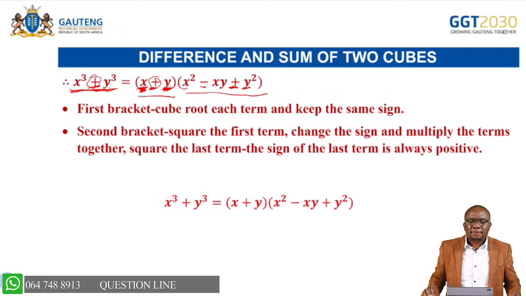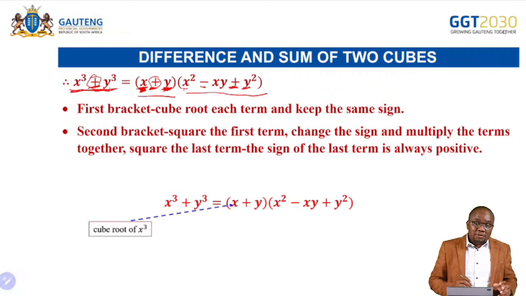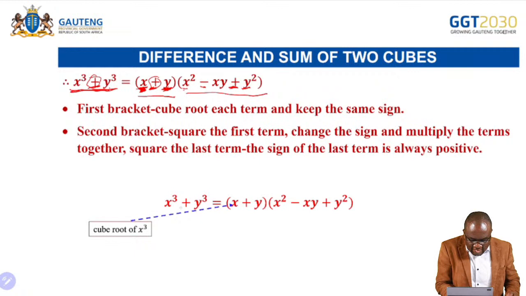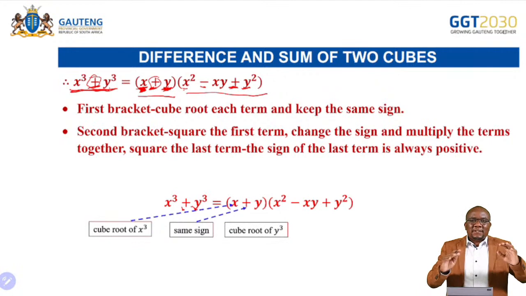This is what we have. What did I say? Let's create the first bracket. What do we do? Anyone who remembers? We said find the cube root of the first term. In this case, find the cube root of x. That's what goes into your first bracket. What's the next step? Please don't write now. Just listen to me. If you write and listen at the same time, you won't manage. What's the next step? Maintain the sign. It's positive. Same sign. Third step: what is the cube root of y cubed? It is y. Then you have created your first bracket.